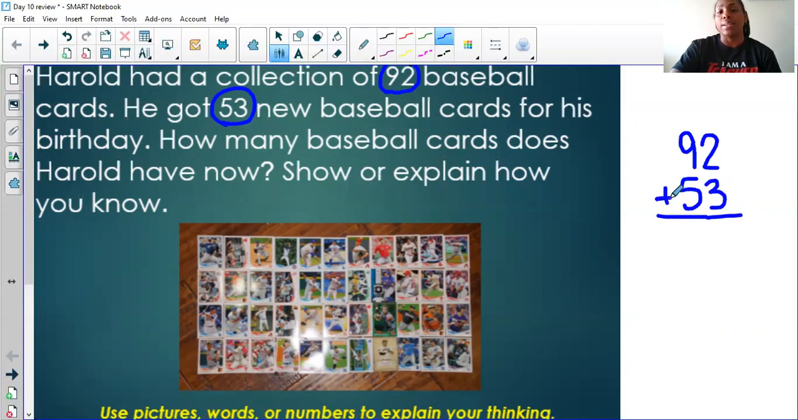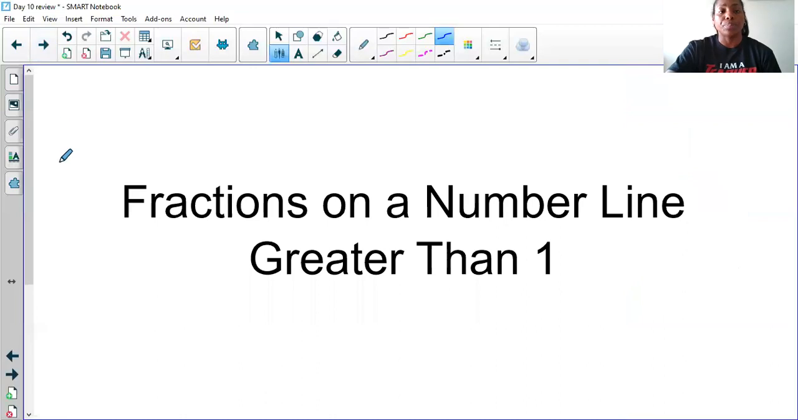So what is 2 plus 3? It's 5. That's correct. What is 9 plus 5? 14. So what is our answer? 145. So how many baseball cards does Harold have now? Yes, 145 cards. Remember, do we say "and" when we read a number? No. We only say "and" when we have a fraction or a decimal. Let's go ahead and move on.